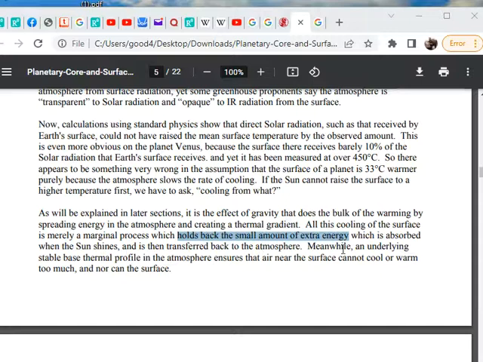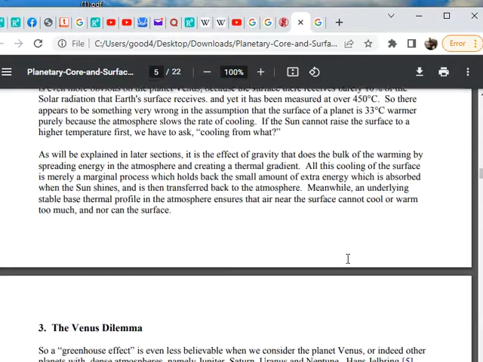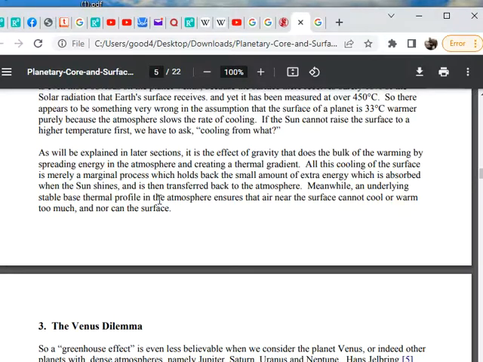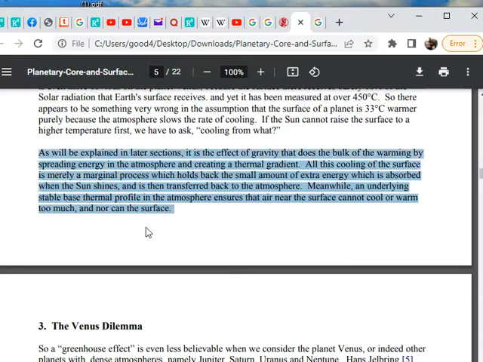So meanwhile, an underlying stable base thermal profile in the atmosphere ensures that air near the surface cannot cool or warm too much, and nor can the surface. So this is his description of an underlying stable base thermal profile in the atmosphere. I don't know what that means. An underlying stable base thermal profile. So let's just guess that this entire paragraph refers to something that he's going to explain later.